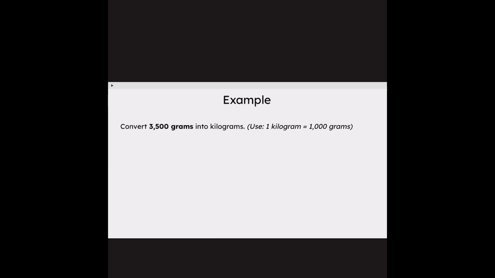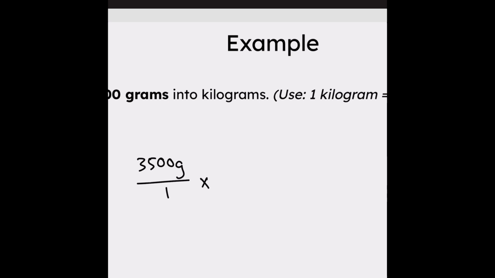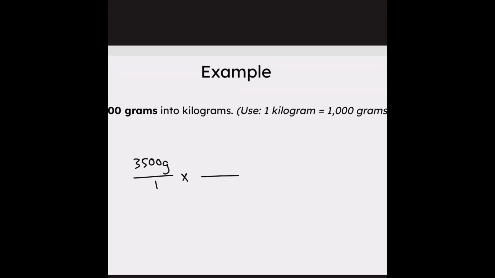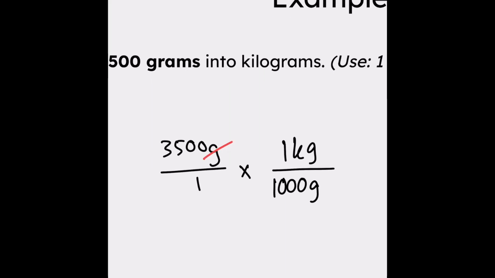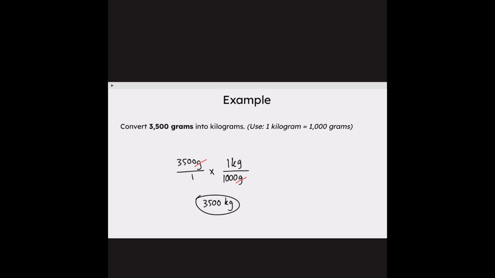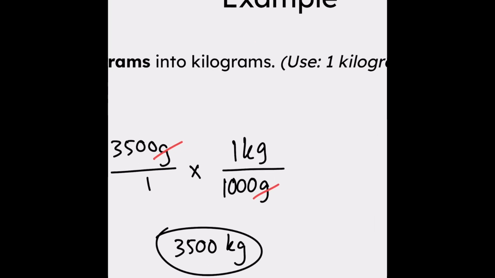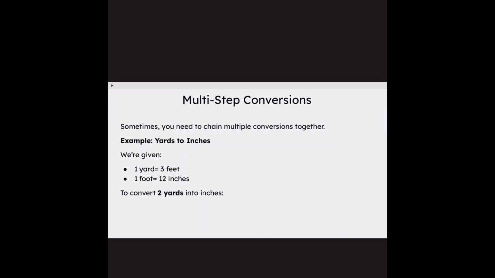Convert 3,500 grams into kilograms. Use 1 kilogram equals 1,000 grams. So we have 3,500 grams over 1, and I'm going to multiply this by 1 kilogram on top, and 1,000 grams on the bottom. That way the grams cancel out, and I'm left with 3,500 over 1,000, or 3.5 kilograms, and I'm done. Again, if I put grams on top, that would give me grams squared, and that would be incorrect.